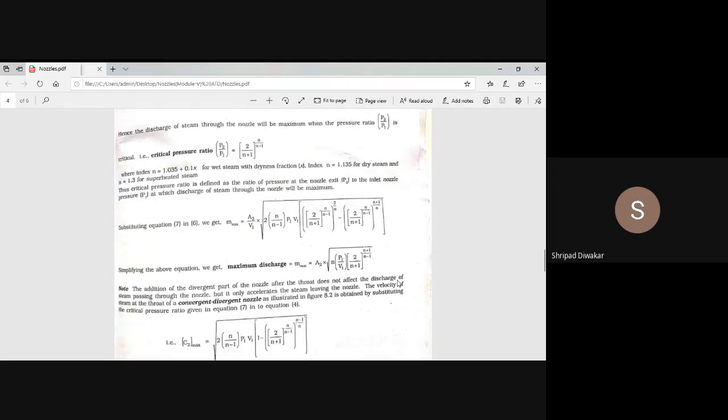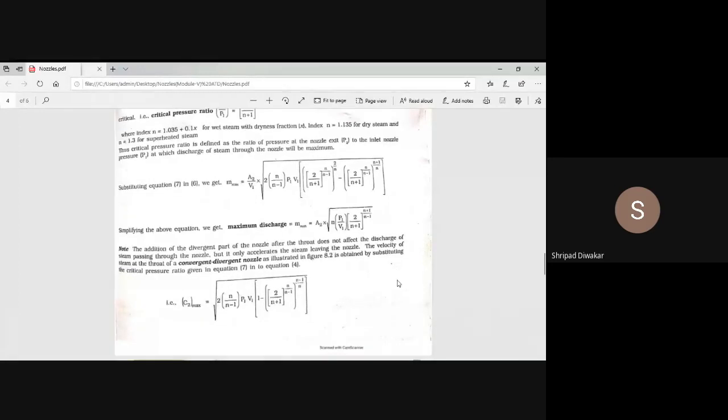That is nothing but x to the power. First simplify this one, 2n divided by n into n minus 1, minus, and simplify this one. After simplification, you will get 2 divided by n plus 1 to the power of n plus 1 divided by n minus 1. Whatever you get, call it equation number 8. So this is the condition for maximum discharge in the case of a convergent nozzle.